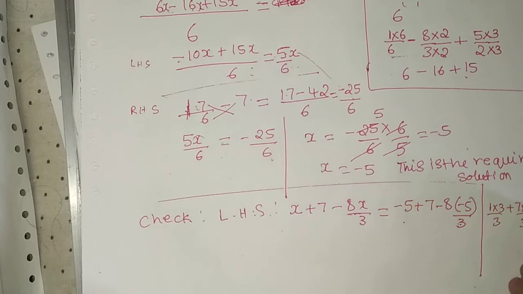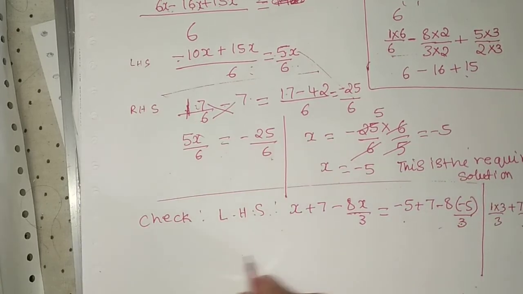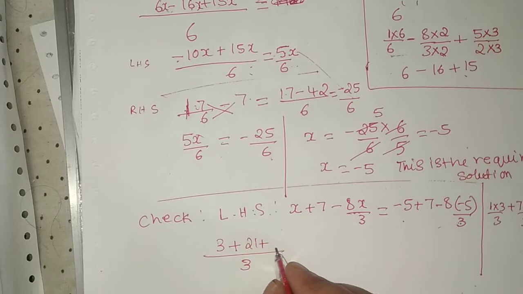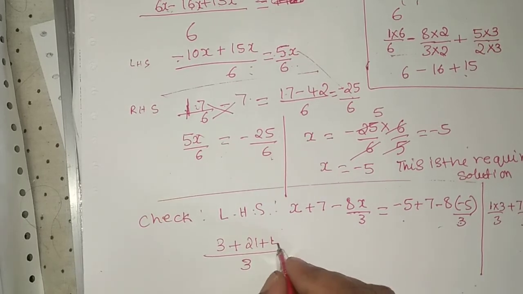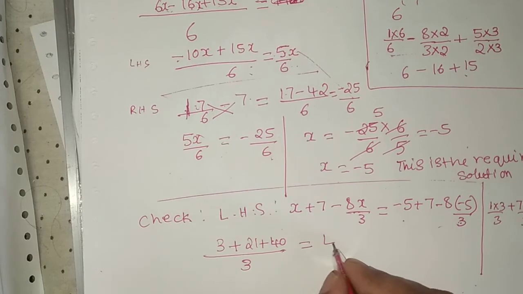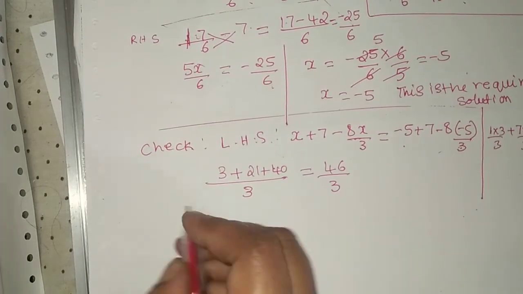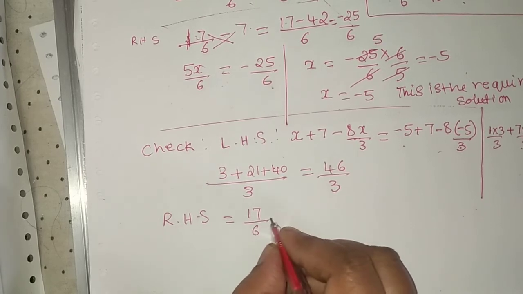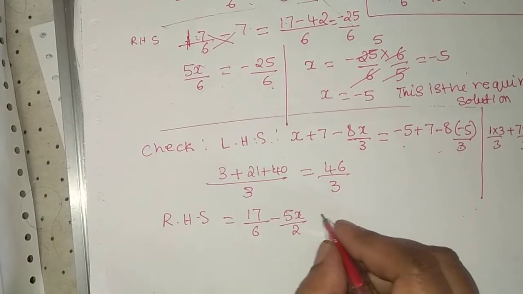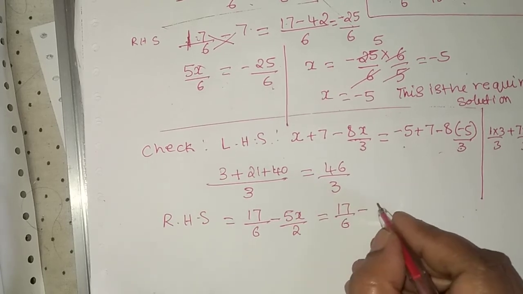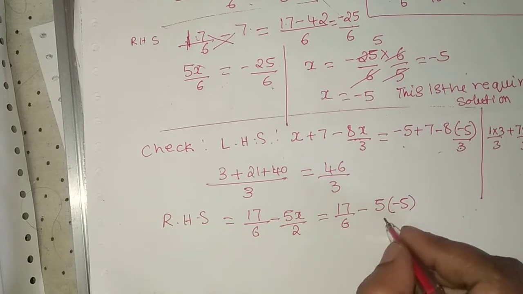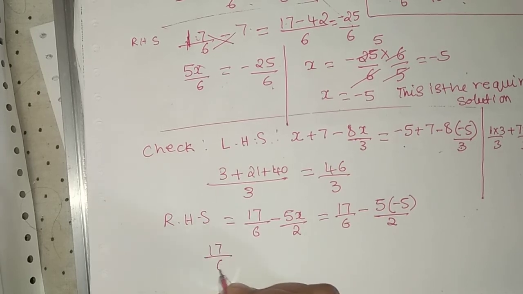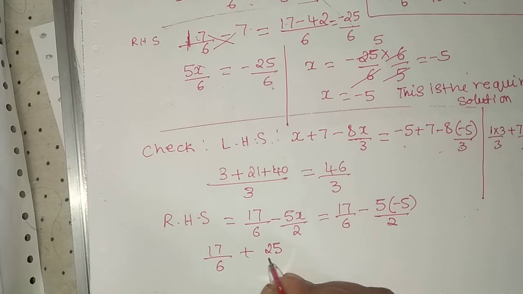Minus minus will become plus 40 by 3. So 3 is the LCM. So write 3 plus 7 threes are 21 plus 40, 8 into 5 is 40, 3 is already there. So here add all this, we'll get 46 by 3. So now LHS we finished, we take RHS. RHS is equal to, see the problem, 17 by 6 minus 5x by 2. Substitute here, 17 by 6 minus 5 into x is minus 5 by 2. So here we get 17 by 6 plus 25 by 2.